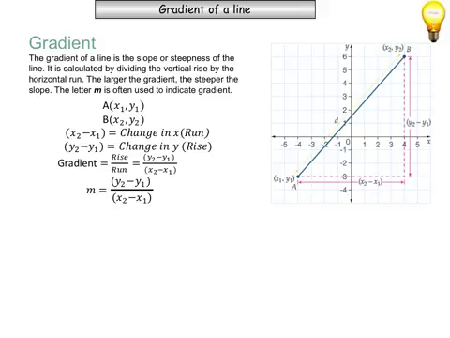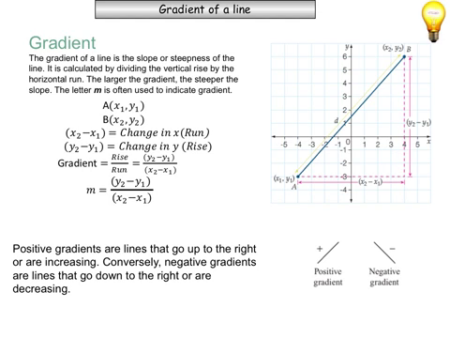Now m is used to represent the gradient, and so this should be something that you become very familiar with, and I suggest that you memorize this formula so that you're remembering that m is equal to y2 minus y1 over x2 minus x1. It's also important to remember that the positive gradients are lines that go up to the right, so here we can see that positive gradient is going up to the right, and as our values of x increase, the y value increases also. For a negative gradient, so when it's going in the opposite direction, as our x value increases, our y value actually decreases.